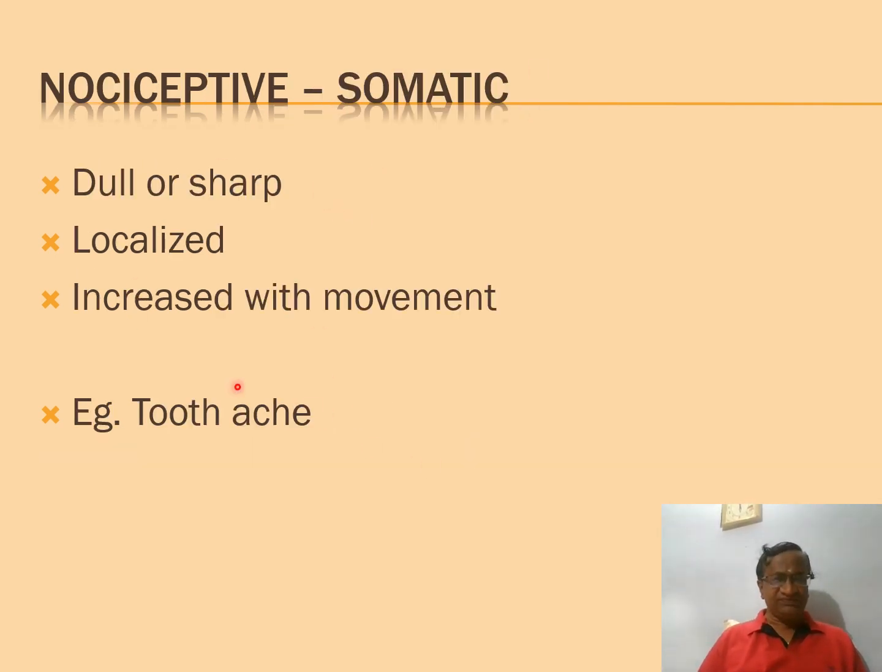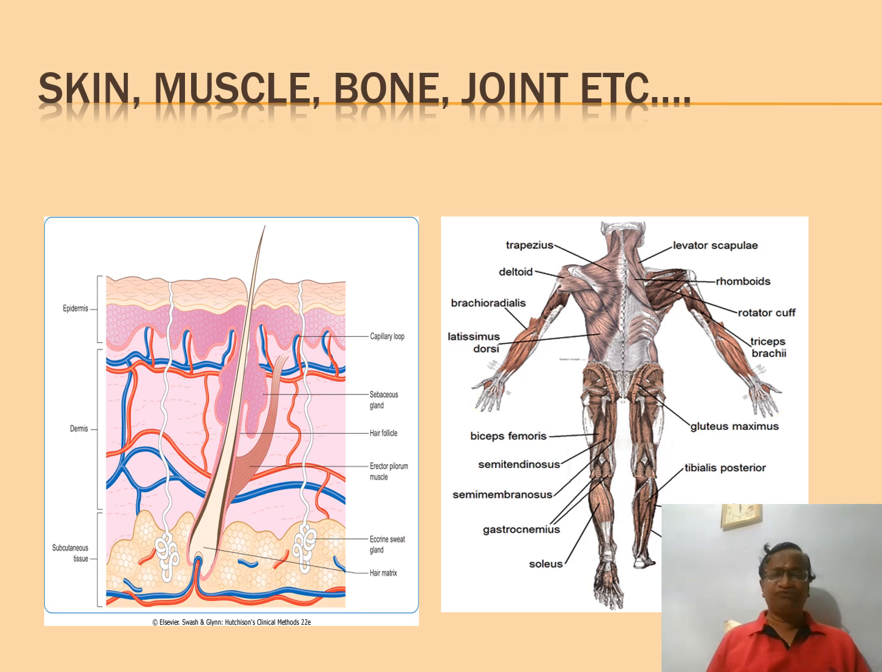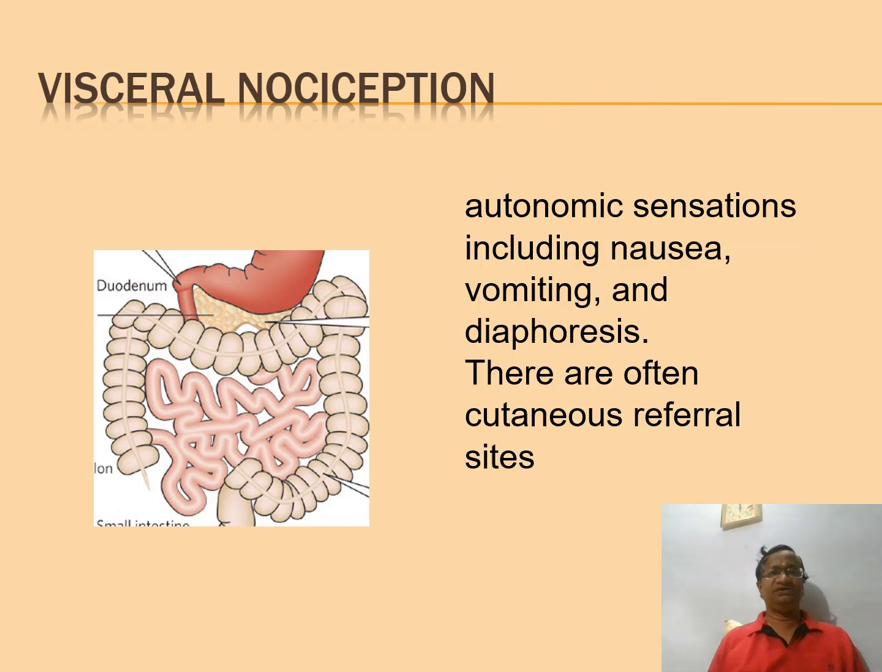Nociceptive somatic, yes, we know, toothache. Very simple example. It increases with movements, dull or sharp, localized. Now we can have so many examples of nociceptive somatic pain. Yes, visceral nociception: renal pain, appendix pain. Autonomic sensations will be there, nausea, vomiting, sweating, especially with visceral nociception.